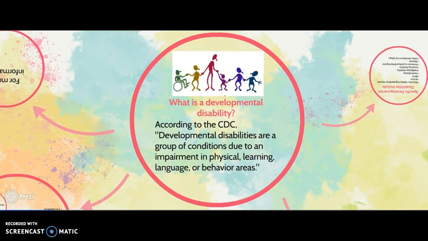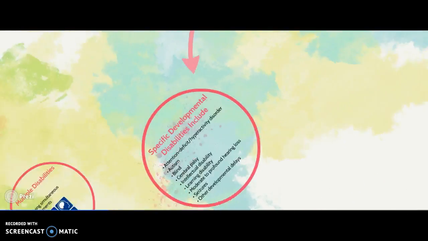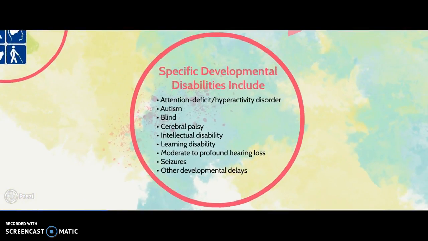What is a developmental disability? According to the CDC, developmental disabilities are a group of conditions due to an impairment in physical, learning, language, or behavioral areas. Specific developmental disabilities include attention deficit or hyperactivity disorder, autism, blind or severely visually impaired, cerebral palsy, intellectual disabilities, learning disabilities, moderate to profound hearing loss, seizures, and other developmental delays including speech and language impairments and traumatic brain injury.